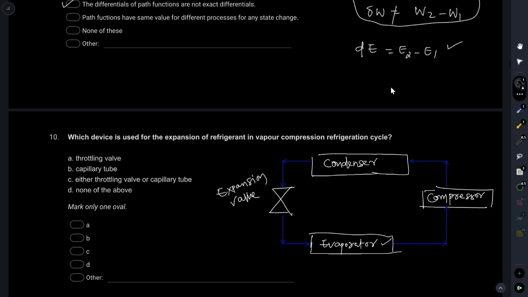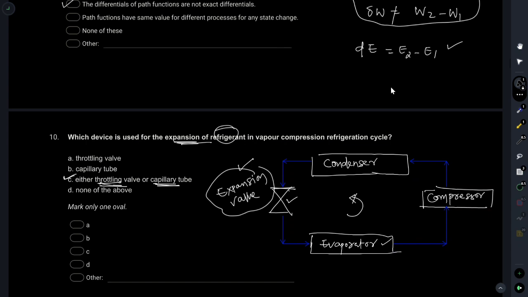It is actually an anti-clockwise cycle. If we talk about an engine, that is a clockwise cycle, but the refrigeration cycle is an anti-clockwise cycle. So our refrigerant will be moving like this. Now I am interested in the expansion process. The expansion process happens in the expansion valve, which we sometimes call a throttling valve, and we can replace the throttling valve by a capillary tube as well. So the expansion of refrigerant happens inside the throttling valve or capillary tube. So option C will be the correct answer for this question.